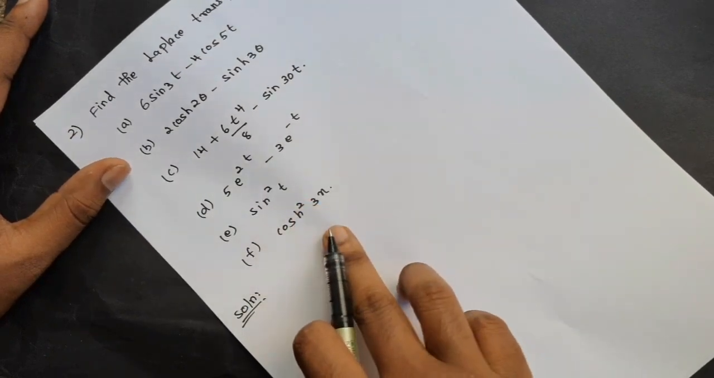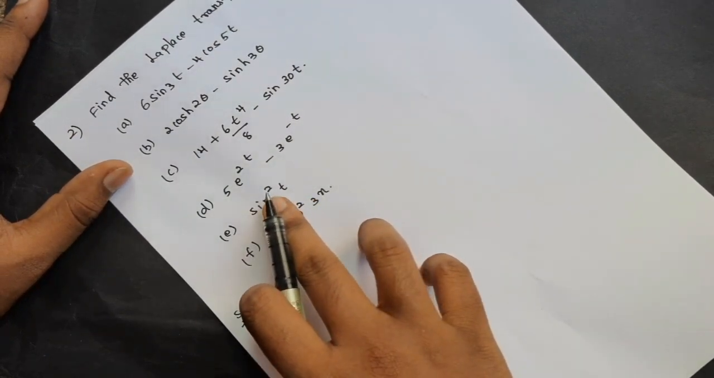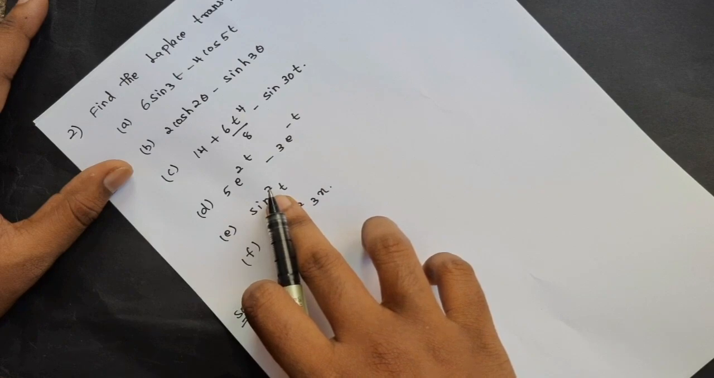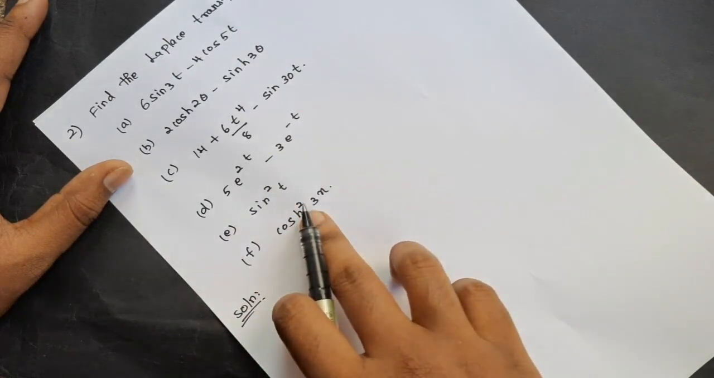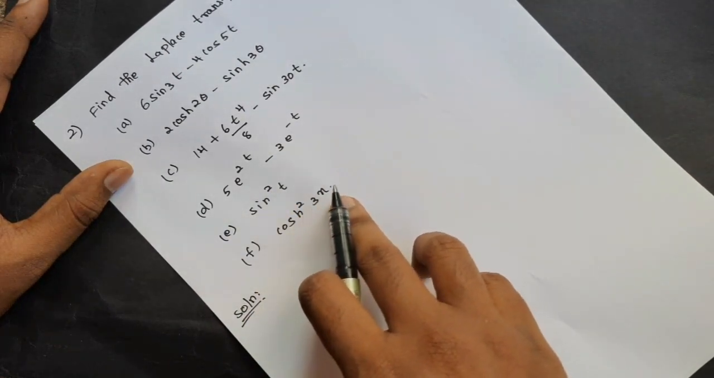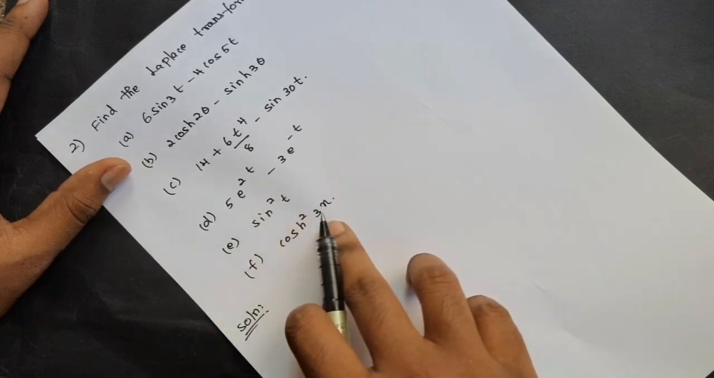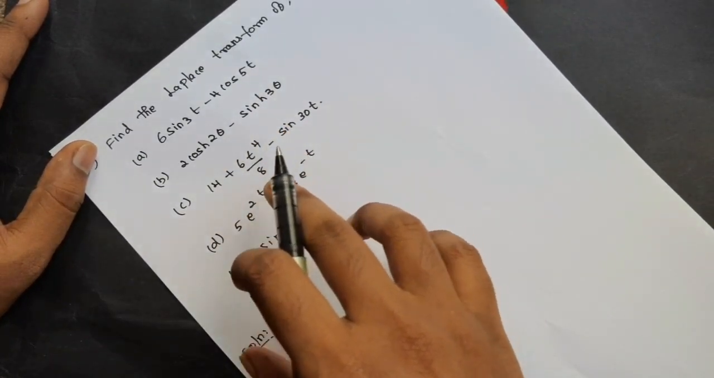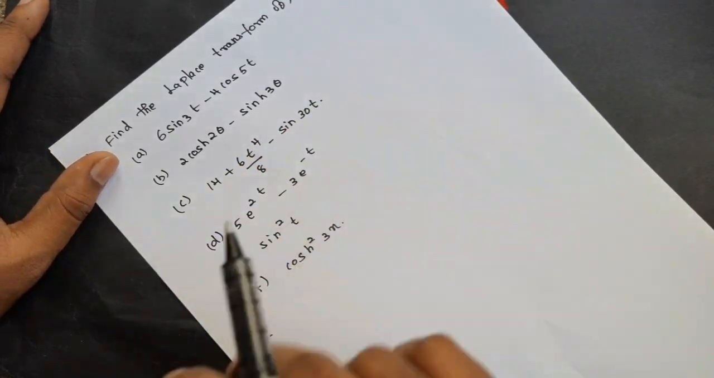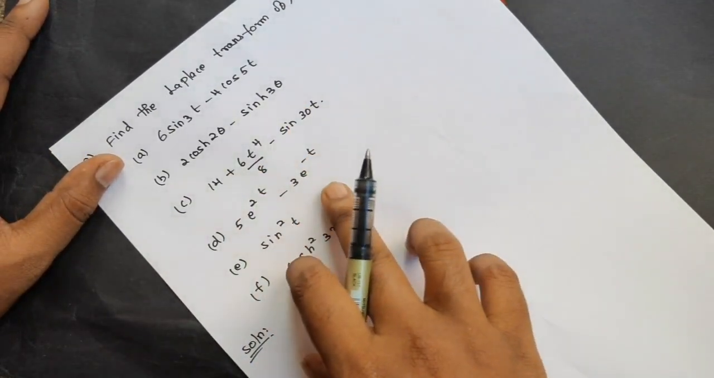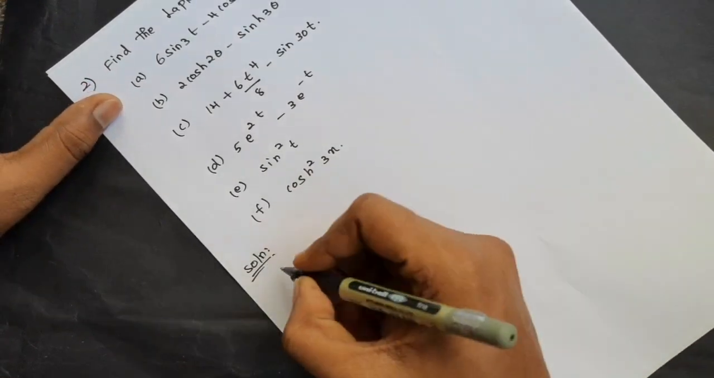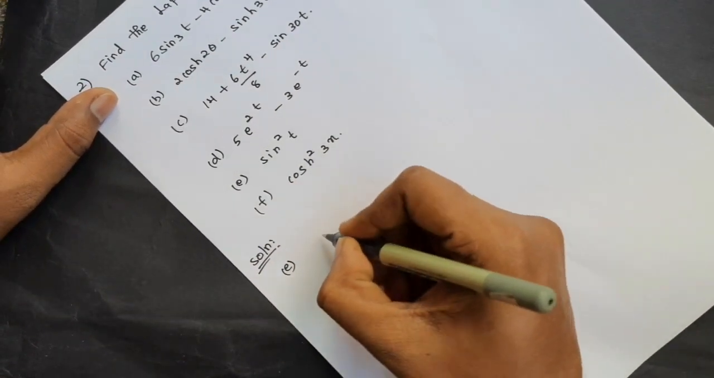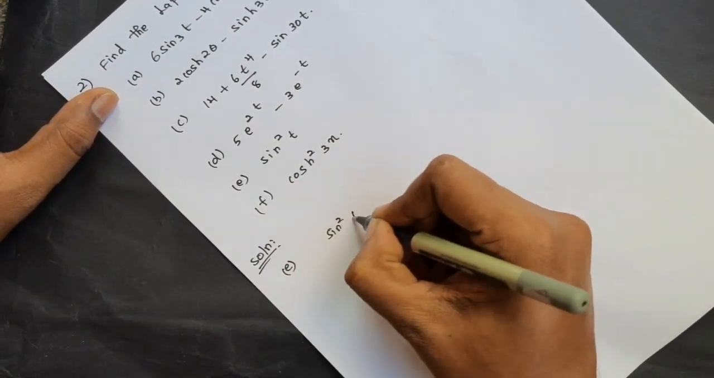So this one and this one are a little bit complicated, like sine square t. We don't have any formulas based on sine square t, and we don't have any formulas based on cosh square 3x. So let's do these two problems now, and later if we have time I will do one problem, not all the problems, only one problem in this whole set. Okay, so the first one is sine square t.